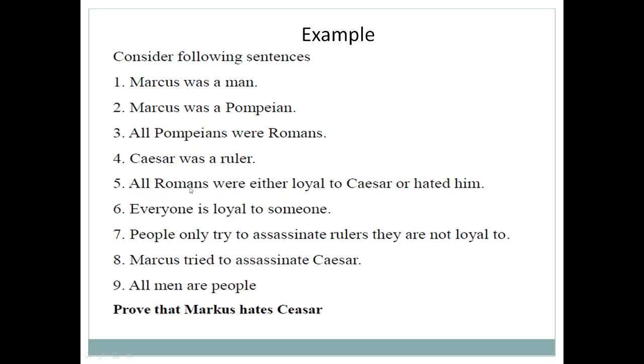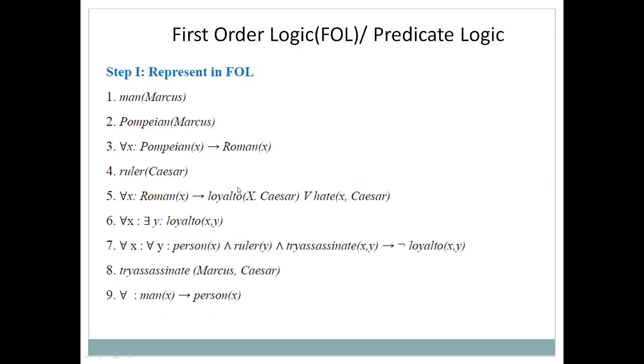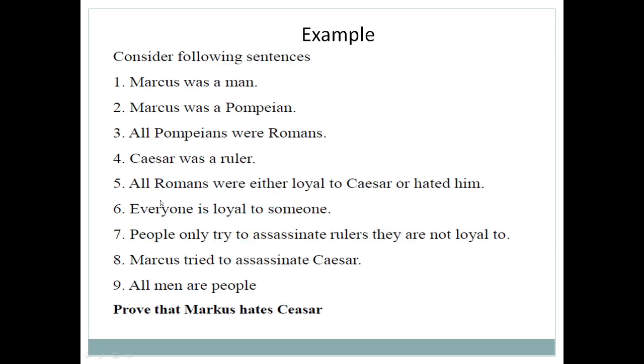Next statement, all Romans were either loyal to Caesar or hated him. In this case we are talking about all. That means one thing is very clear, we need to make use of the universal quantifier, and since we are using the universal quantifier, we also need to make use of the implication sign. So try to represent it. All Romans were either loyal to Caesar or hated him. How to write? For all x, if x is a Roman, then x is loyal to Caesar or x hates Caesar. So in this way we have represented this statement.